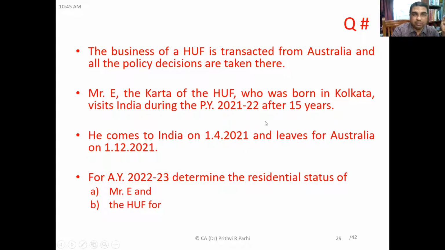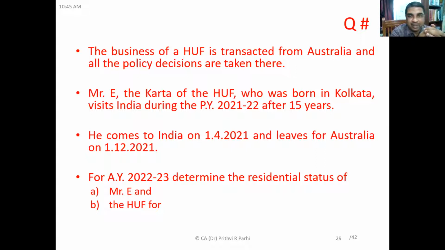So Mr. E is non-resident for sure. We'll check. Just try to remember the dates. E is the Karta, and HUF's policy decisions are taken from Australia.